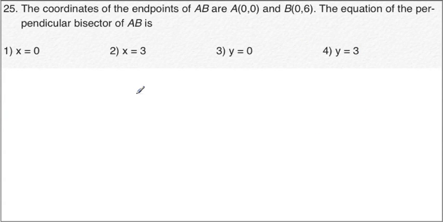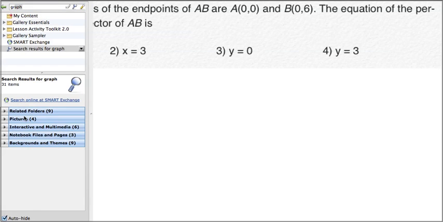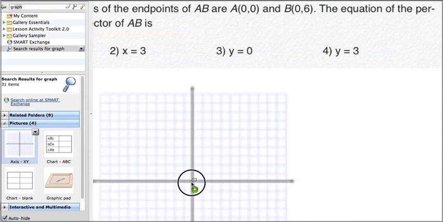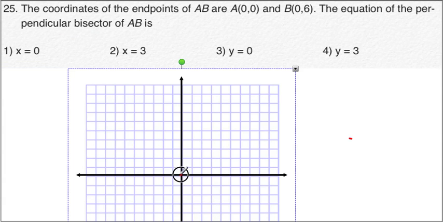Number 25. So endpoints of AB are such. Perpendicular bisector. Now, if I were to sketch the picture, then it might be a bit easier for you to look at it. So here, A is equal to 0, 0, which is right over here. And B is 0, 6.